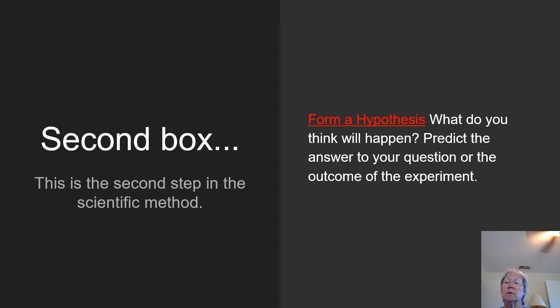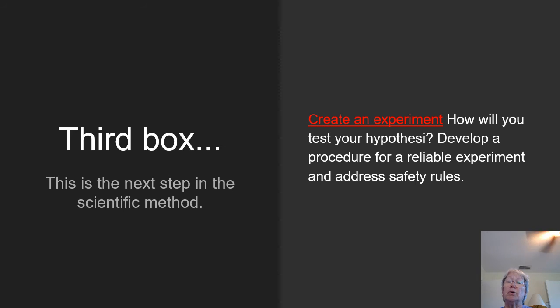Okay? The next box, the third step in the scientific method, create an experiment. And I left an S off of hypothesis. How will you test your hypothesis? Develop a procedure for a reliable experiment and address the safety rules. So create an experiment is what needs to go on that long line at the top of the third box. Create an experiment.